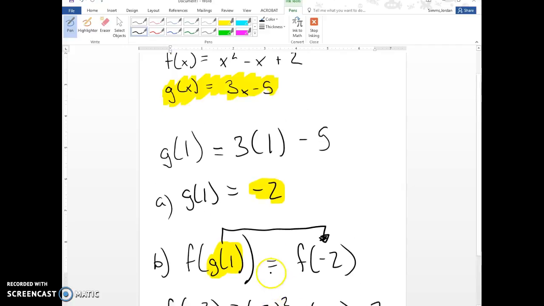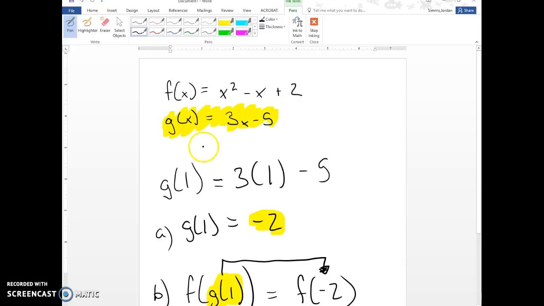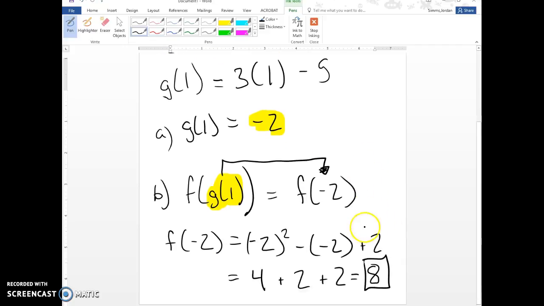Okay, so I hope that helps, and this is actually something that we're going to talk about coming up soon, composite functions. So what that means is we have two functions, and the output, or the answer, of one function becomes the input, or what we sub into, of the next function. Very interesting. But there it is. I hope that helps. Let me know if it doesn't.